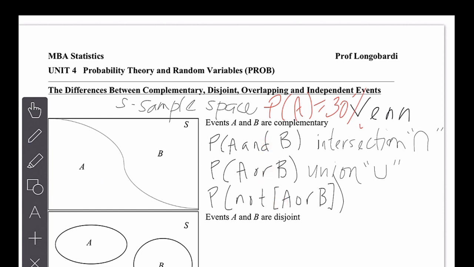I only need that piece of information, and that's the case because A and B are complementary events. They complete the space. Since A has a 30% chance of occurring, and the total space is 100%, it must be the case that the chance of B happening is 100% minus 30%, which is 70% in this case.